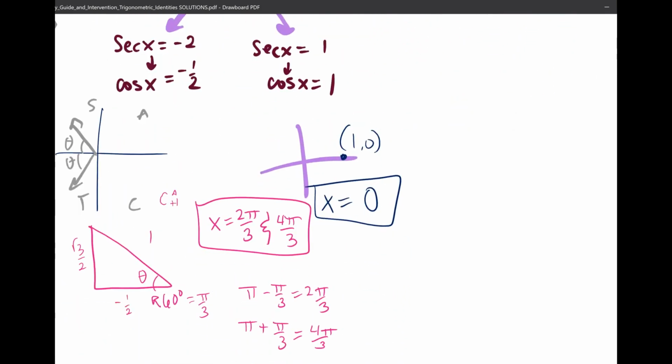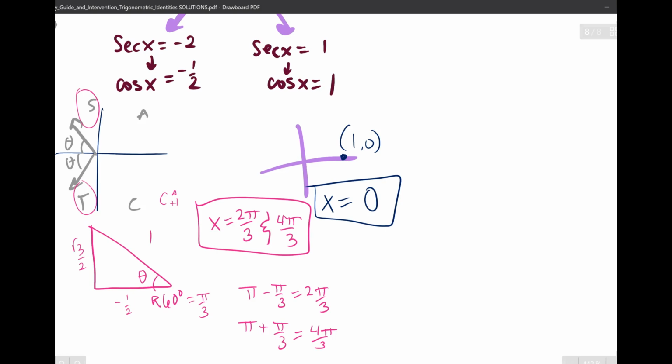So I ask myself, where is cosine equal to negative 1/2? All Students Take Calculus. These two quadrants are where cosine is negative, where x is negative. So I know that my hypotenuse is 1, and my adjacent side is negative 1/2. We recognize this is a 30, 60, 90 triangle. Since the adjacent side is the 1/2, the opposite angle has to be 30, so the angle we're interested in is 60. So 60 degrees is the same thing as saying pi over 3.